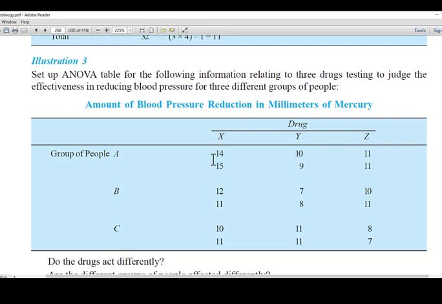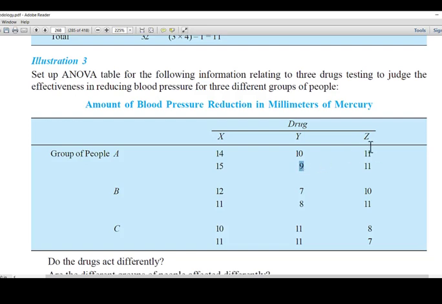If we take this group of people A, with X, Y, Z values: when X drug is executed on group of people A, the reduction in blood pressure is 14 units. And when the same X is used repeatedly on the same group A, the reduction is 15 units. When drug Y is used on group A, 10 units of blood pressure is reduced. But when the same drug Y is used repeatedly on group A, that means the second time, the reduction in blood pressure is 9 units.